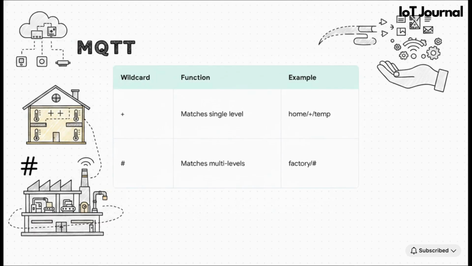Subscribers can also gather massive amounts of data all at once using wildcards. A plus sign matches a single level, so you can easily get the temperature of every room. A hash sign matches multi-levels, grabbing every single piece of data from an entire factory with just one simple command.